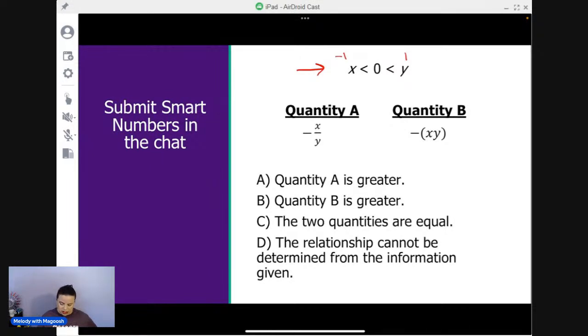Okay, let's try them out. Let's see what we get. Quantity A, sorry, not answer choice. Quantity A is negative X over Y. X is -1, Y is +1. So -1 divided by +1 is -1, and a negative of a negative, that just equals 1.